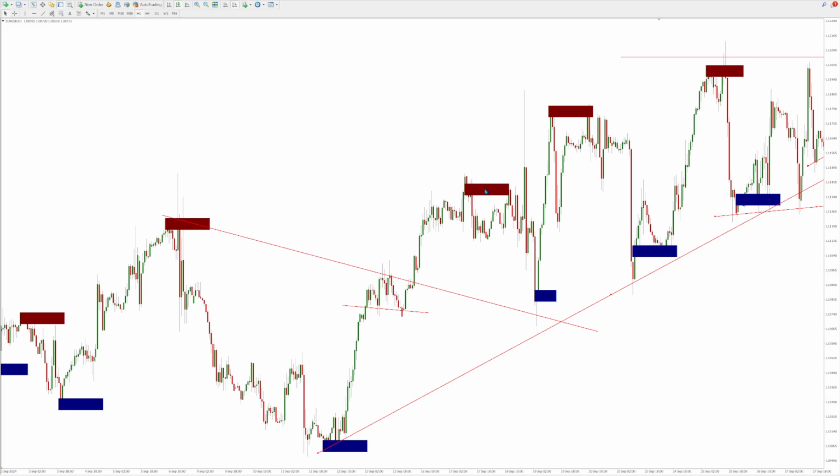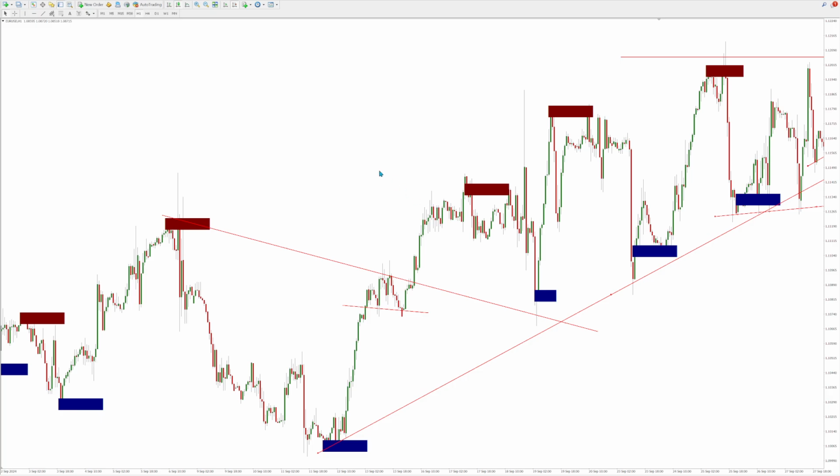In fact, I'll tell you where it probably was. You probably had a brown box here, which would have been telling you to sell. Well, you would have been selling against the trend and the price continued to move up. So again, it's horses for courses, really.